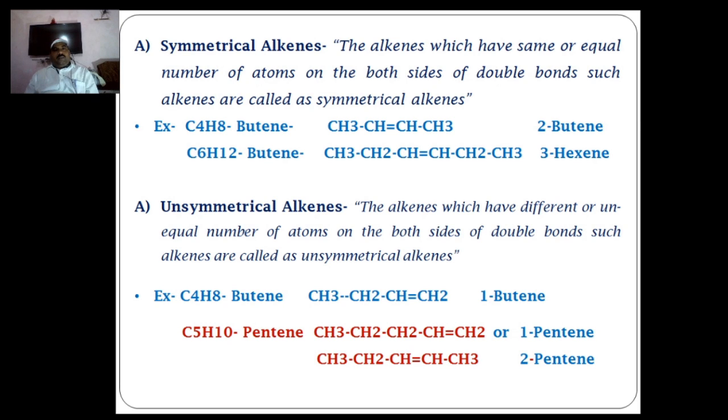Now in case of unsymmetrical alkenes, the alkenes which have a different or unequal number of atoms on both sides of the double bond are known as unsymmetrical alkenes. Examples: 1-butene, and in case of pentene, 1-pentene and 2-pentene. This is what we know about symmetrical and unsymmetrical alkenes. Now move towards chemical reactions of alkenes.